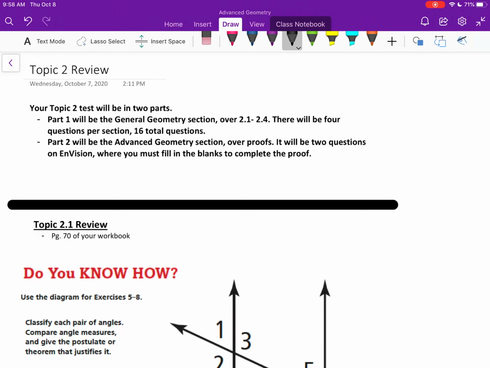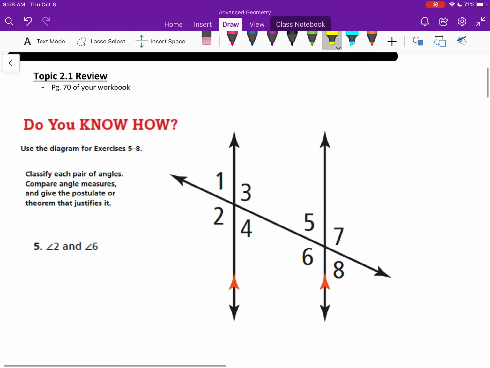All right, you guys, this is part 1 of your Topic 2 review video, and in this part we are going to review the general geometry sections 2.1 through 2.4, in which you will have 16 total questions. Every review problem is going to come from your workbook. So let's start with Topic 2.1 on page 70 of your workbook.